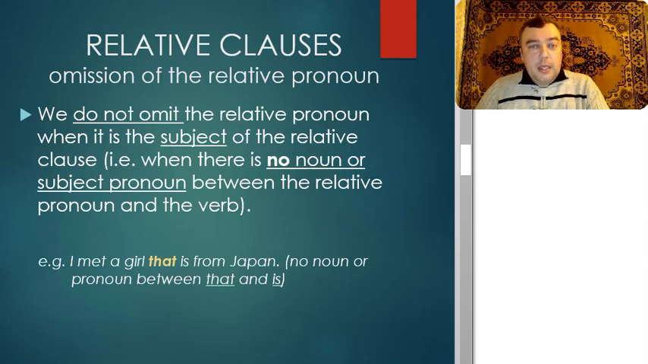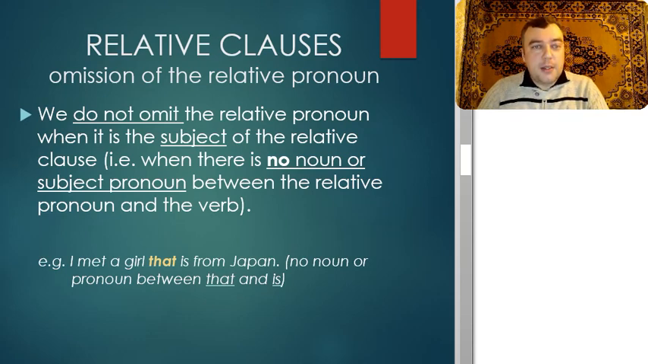Now, in relative clauses, we can omit relative pronouns. And the keyword is can, because there is no need to omit them. It's possible to leave them in place. And there are opposite cases when the relative pronoun cannot be omitted. So let's explore such cases.